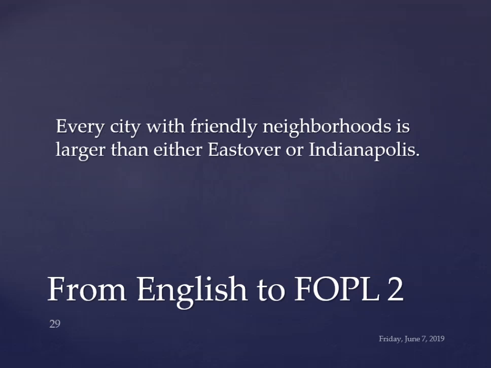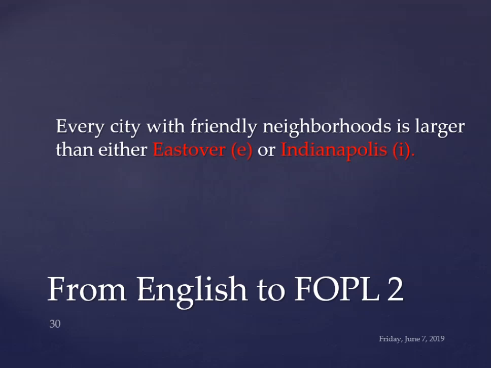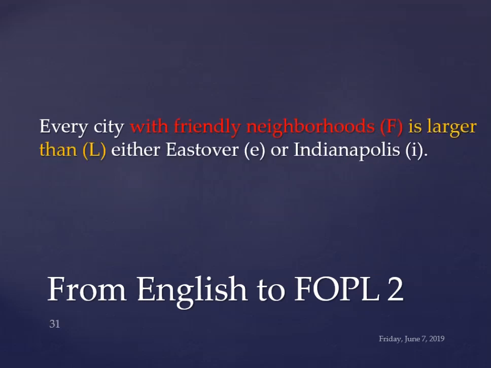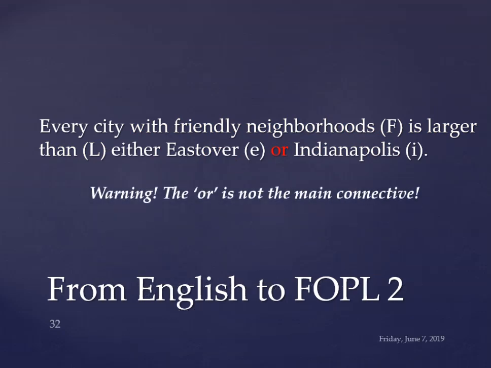All right, let's look at this one. Every city with friendly neighborhoods is larger than Eastover or Indianapolis. Okay, find your names. There they are. Find your predicates. There it is, right? Find your truth functional connective. Okay, it's or. Warning, however, or is not the main connective of this sentence.